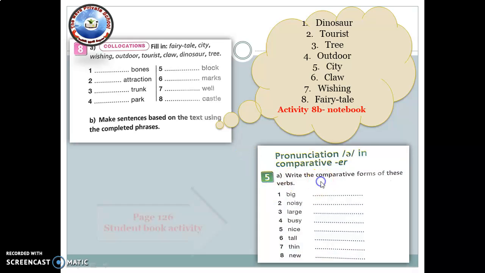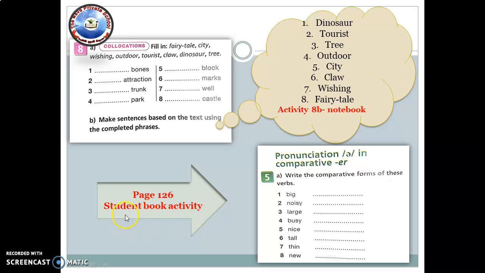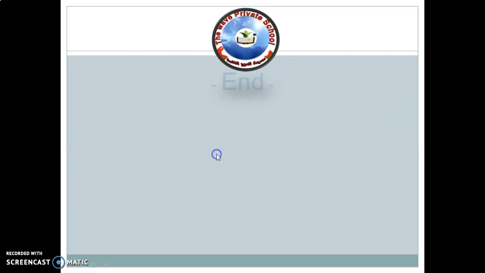And here in number 5, page 126 as well is a student's book activity. All you have to do is write the comparative forms of these adjectives. In number 1, big, bigger, or bigger than. Number 2, noisy, noisier. Okay, I hope you will be able to do that correctly.